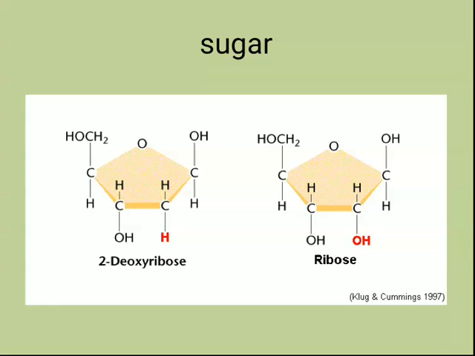differ with respect to the second carbon. In case of 2-deoxyribose sugar, oxygen is not attached with the hydrogen at carbon atom number 2. Whereas in ribose sugar at carbon atom number 2, there is an OH group.